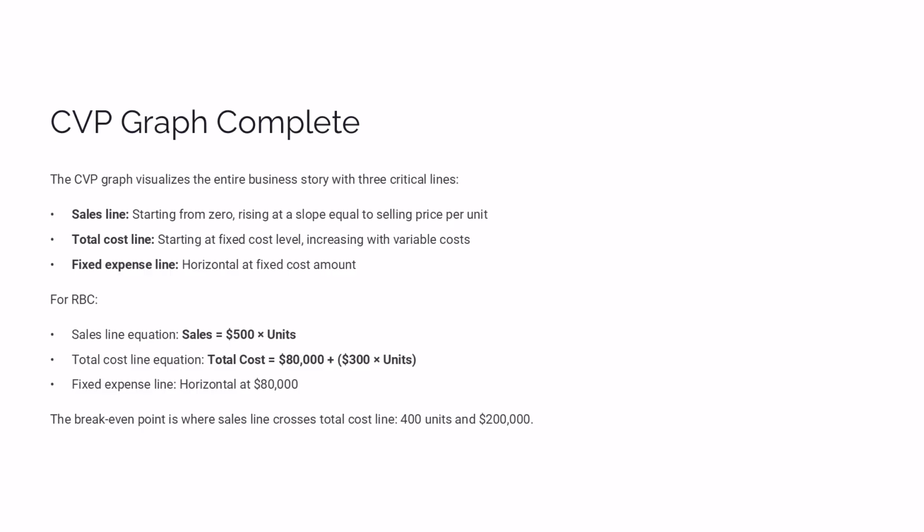Think about your favorite subscription service like Spotify. Their CVP graph shows fixed costs of about $8 billion annually for music licensing and technology, variable costs of about $2 per user per month for streaming bandwidth and payment processing, and revenue of $10 per user per month, creating a contribution margin of $8 per user that covers fixed costs at about 83 million subscribers and generates massive profits above that level, which is why they're so focused on subscriber growth.